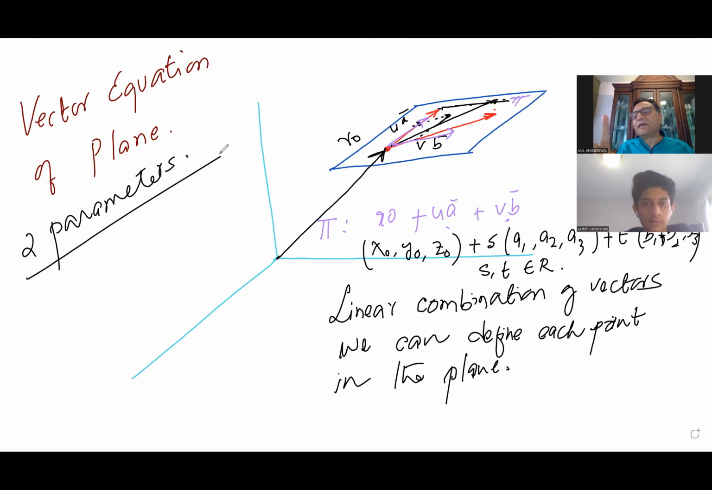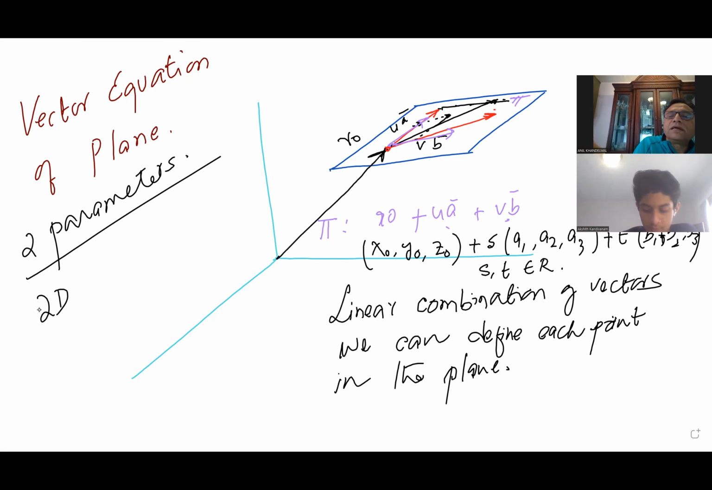A line is single dimension. A plane is two-dimensional. Two-dimensional means two parameters will be required to define a structure which is two-dimensional. So s and t are two parameters which will help us define a plane. You get the idea? Yes, sir. Correct? So that is one way of doing it.